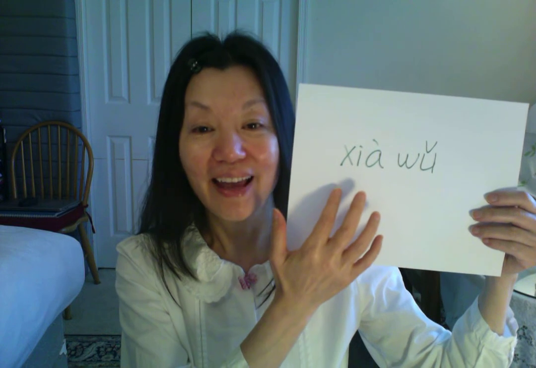Afternoon or in the afternoon, right? In Chinese, we say what? 下午, yeah. 下午, okay. Afternoon or in the afternoon. One more time. 下午, okay. Check the pinyin here, right? 下午, afternoon or in the afternoon.